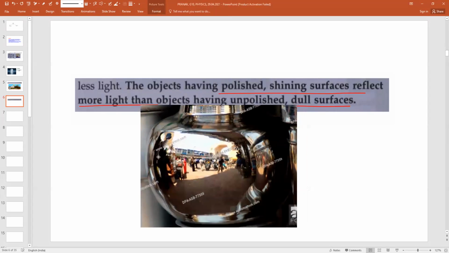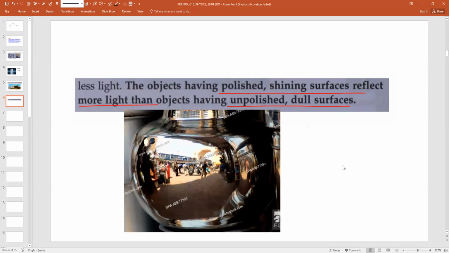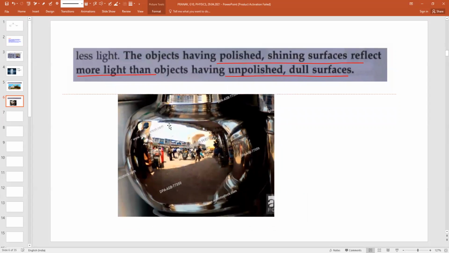You can see this pot. This pot is made of stainless steel, very polished, a new item, right? It's in the market, you can get this. Even you have purchased this kind of pot or utensils many times, right? So now what you can see in this.